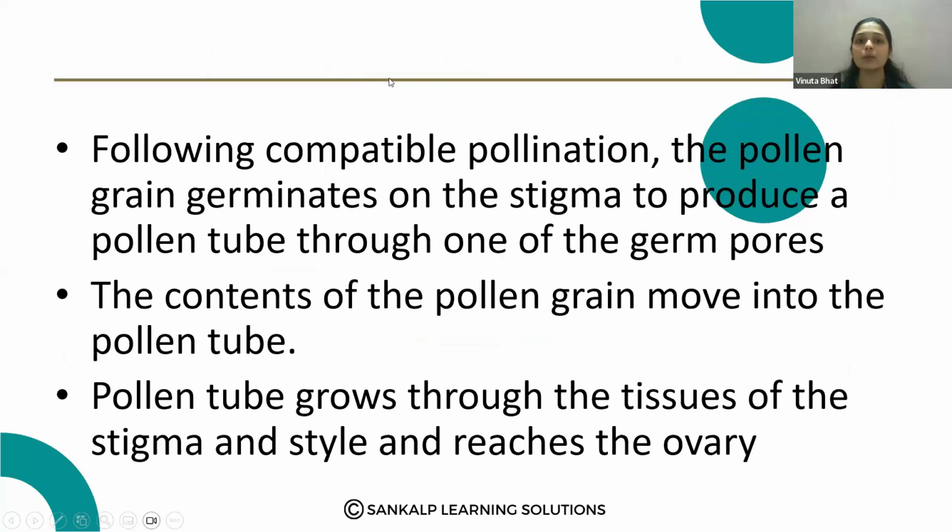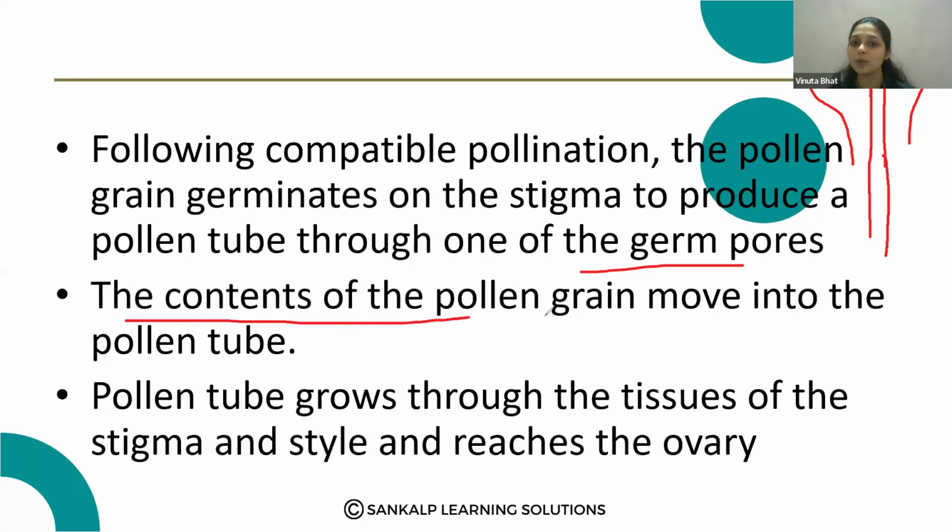Following the compatible pollination, when the right type of pollen grain lands on the stigma, that is called compatible pollination. The pollen grain germinates on the stigma and produces the pollen tube. Just imagine this is the pollen grain, and this is the stigma. This pollen grain forms the pollen tube inside the stigma. The pollen tube formation takes place through one germ pore.